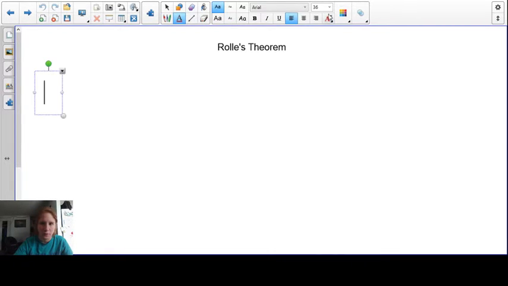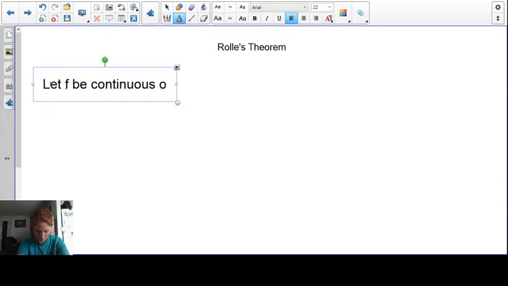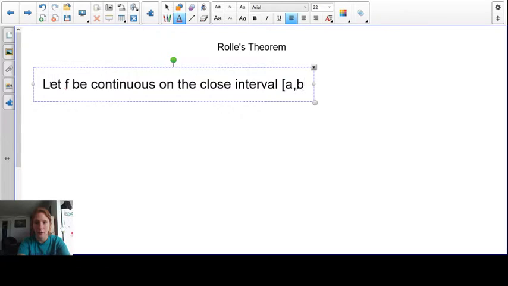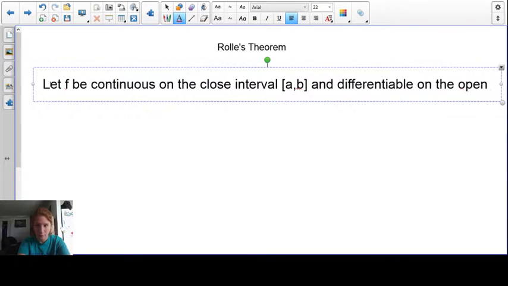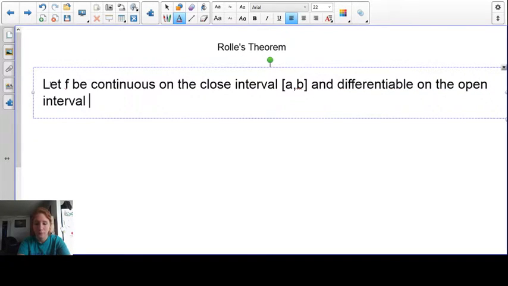I'm going to type up this theorem because it's been a little difficult to write today. So we're going to let f be continuous on the closed interval [a, b], and we're going to let it be differentiable on the open interval (a, b).